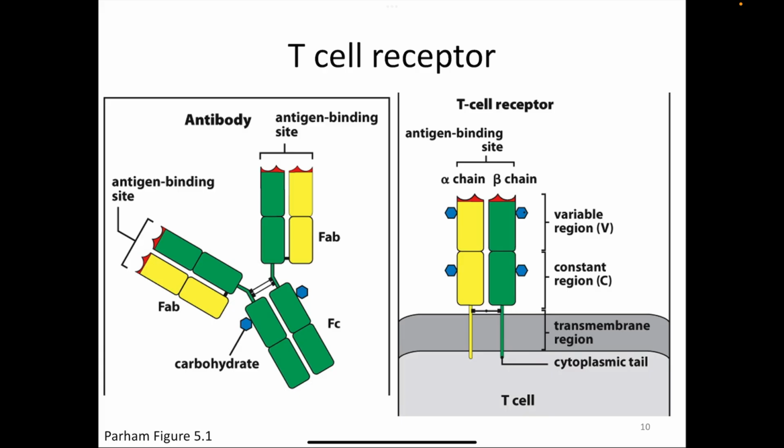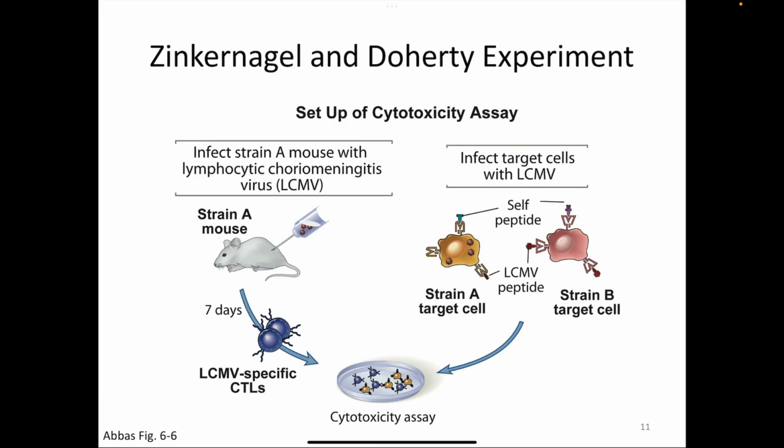You've got a variable region and a constant region. And then they have this short little transmembrane domain, a super short cytoplasmic tail. Surprise, surprise, not actually long enough to signal, so we're going to have to deal with that problem a bit later.